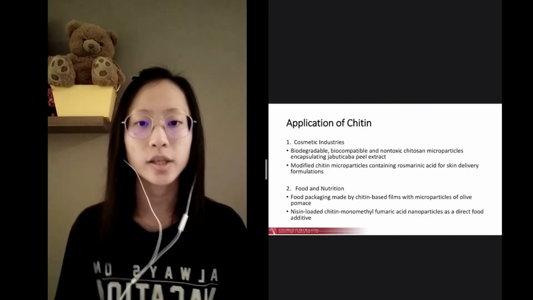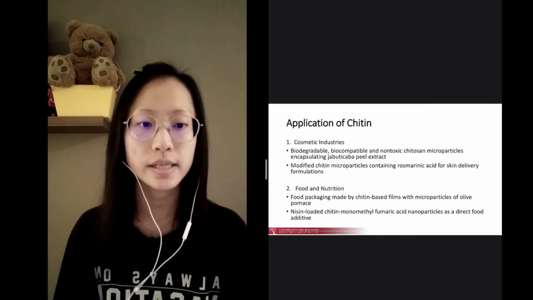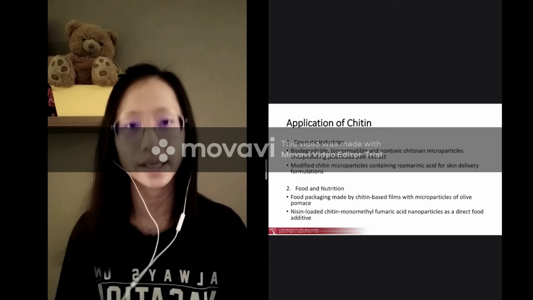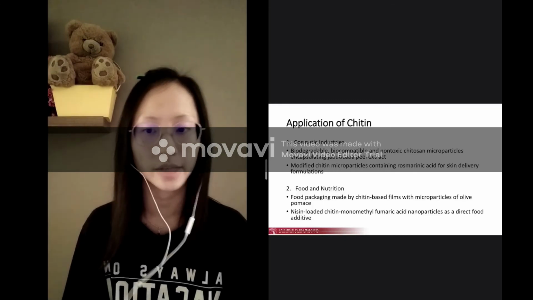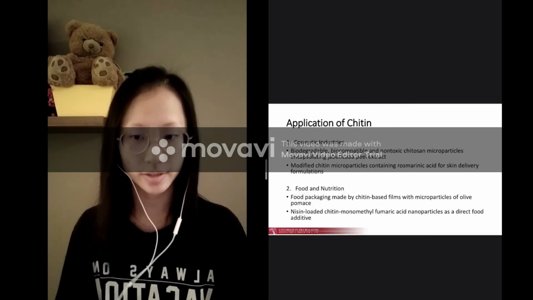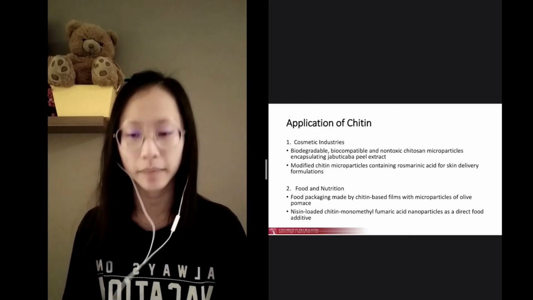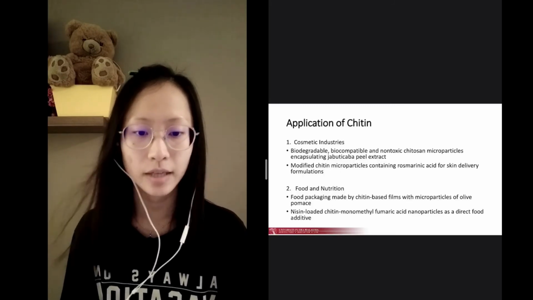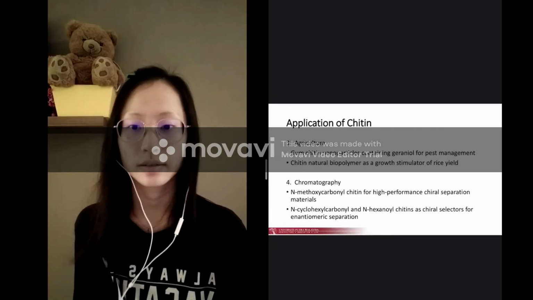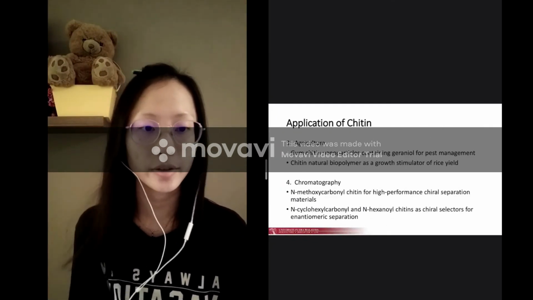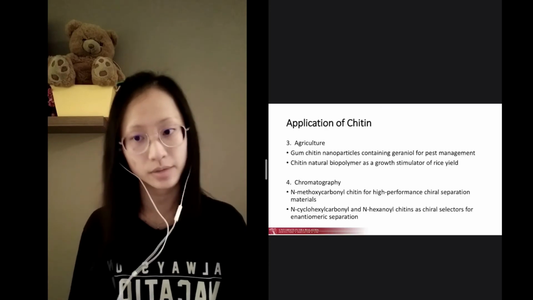Lastly is the application of chitin. In the cosmetic industry: biodegradable, biocompatible, and non-toxic chitosan microparticles for encapsulating extract; modified chitin microparticles containing rosmarinic acid for skin delivery formulation. In food and nutrition: food packaging made by chitin-based films with microparticles of olive pomace; niacin-loaded chitin monomethyl fumaric acid nanoparticles as a direct food additive. Agriculture: gum chitin nanoparticles containing geraniol for pest management; chitin natural biopolymer as a growth stimulator of rice yield.